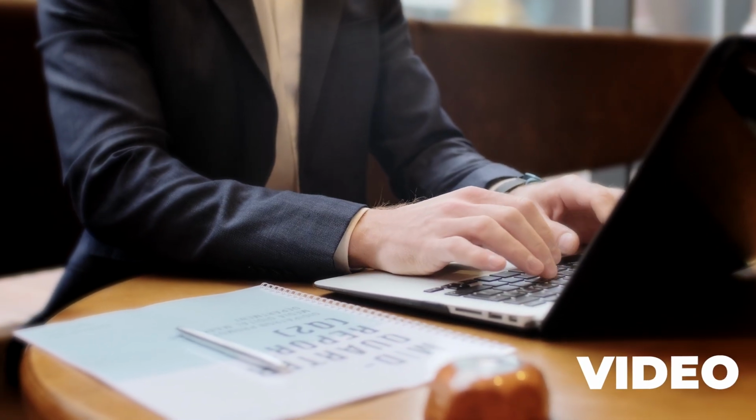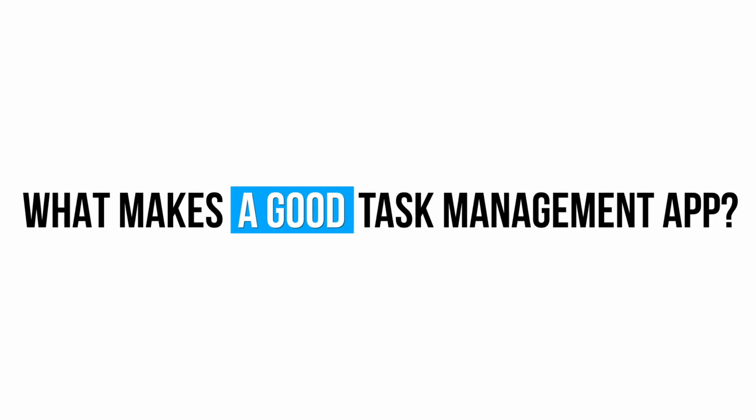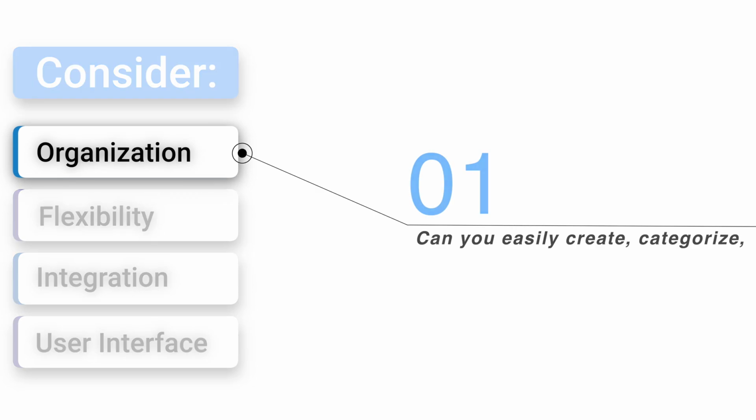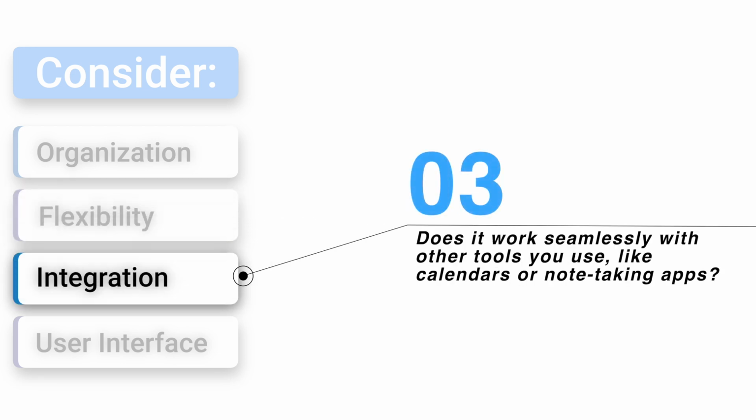But before we jump into the list, let's take a quick moment to understand what makes a good task management app. Here are some key features to consider. Organization. Can you easily create, categorize, and prioritize tasks? Flexibility. Does the app adapt to your workflow, be it simple lists or complex project management? Integration. Does it work seamlessly with other tools you use, like calendars or note-taking apps?